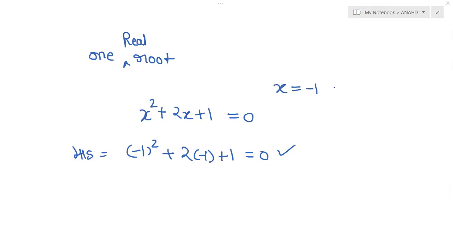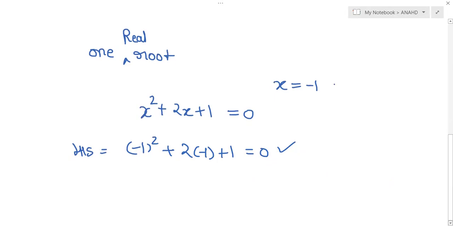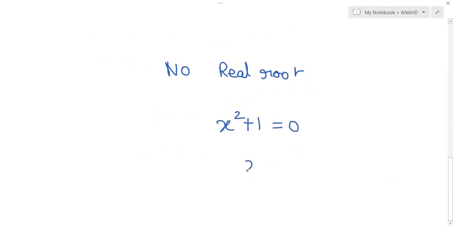When I talk about no real root, is it possible that we have no real roots? Yes. We have an example of no real roots that goes something like this. For example, x square plus 1 is equal to 0. This is a very typical case because when we move this here, we get x square is equal to -1.